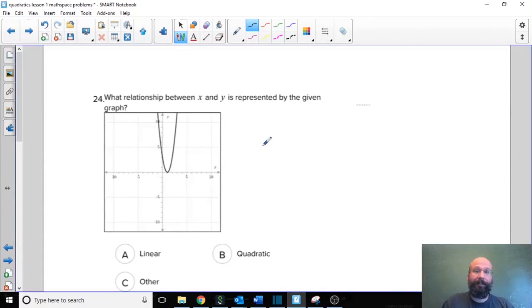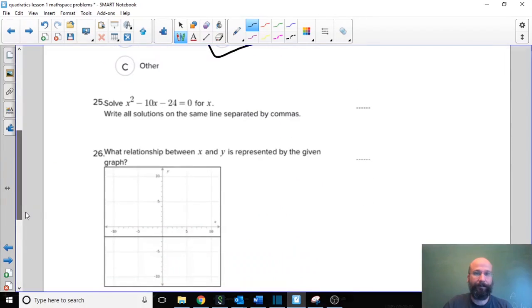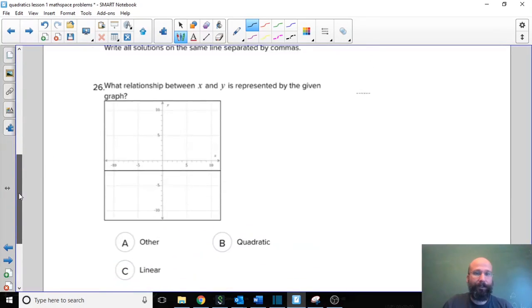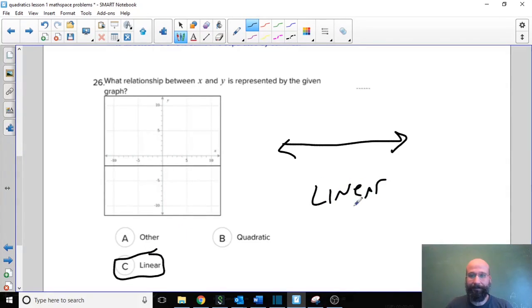All right, 24. Again, what is this relationship where your line looks like this? Yes, that's a quadratic. So you're going to put this one in Desmos and see the x-intercepts. What's the relationship when it's a straight line? That is linear. Remember, even in the word linear, right here, line. Line for linear.